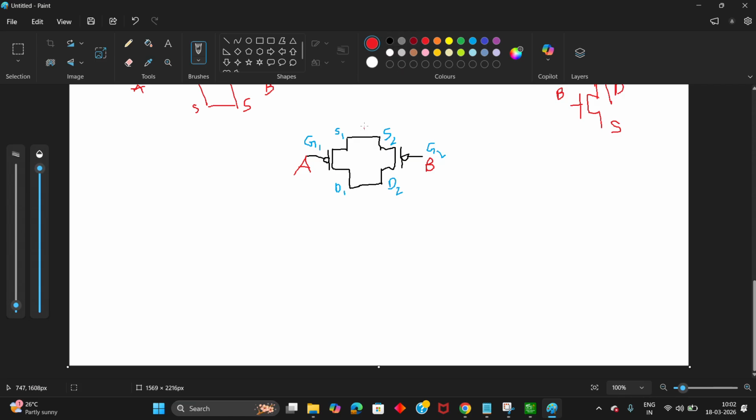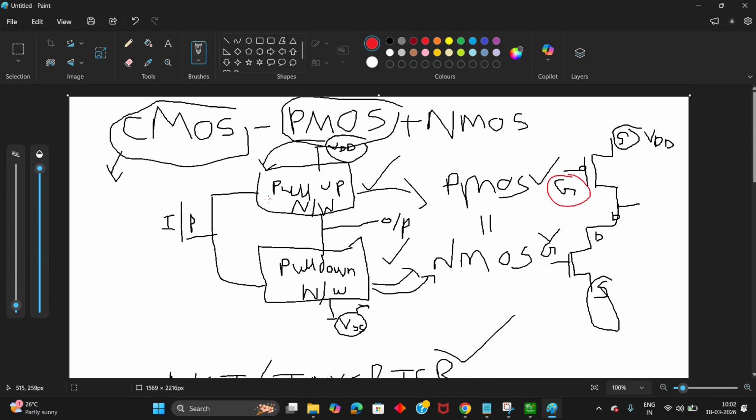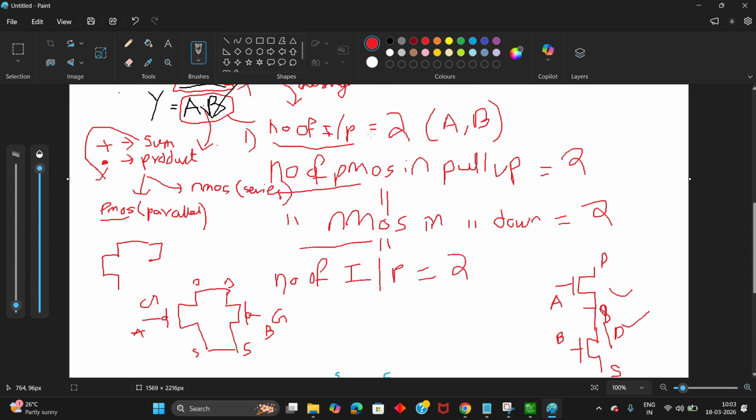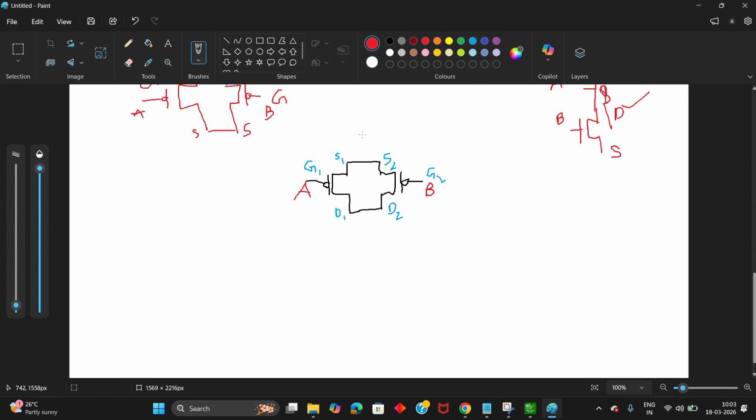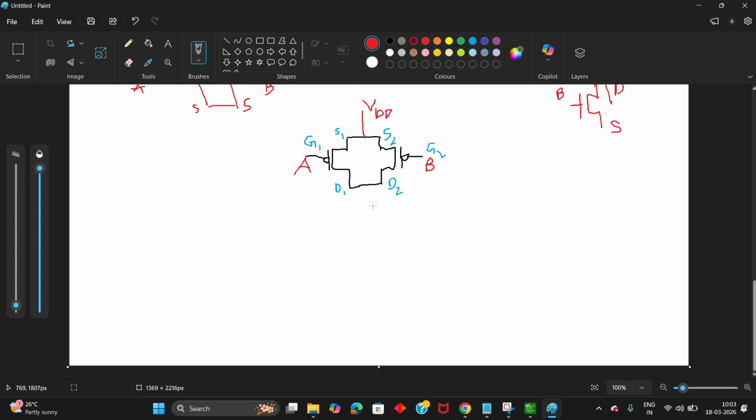Now for the source terminals, what do we need to give? This is the pull up network, right? For the source terminals we are going to give VDD, the power supply. Okay, you are going to give VDD, which is the high power supply. Now just leave the drain terminal like this. Okay, I am going to discuss this.